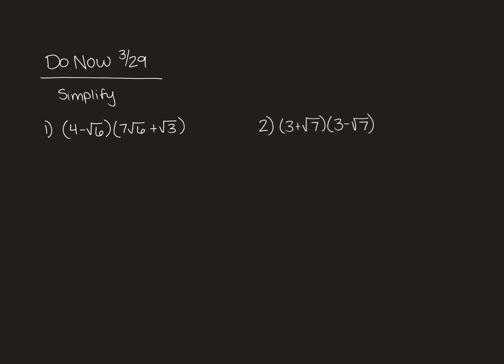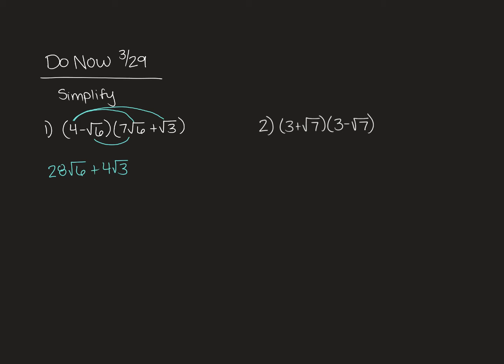So we are asked to simplify, and we are multiplying binomials with radicals in them. Whenever you do this, you want to FOIL. So for number 1, we'll multiply the firsts. So you'll multiply what's on the outside of the radical. So 4 times 7 is 28, and then the square root of 6. And then 4 times the square root of 3 is 4 square root of 3.